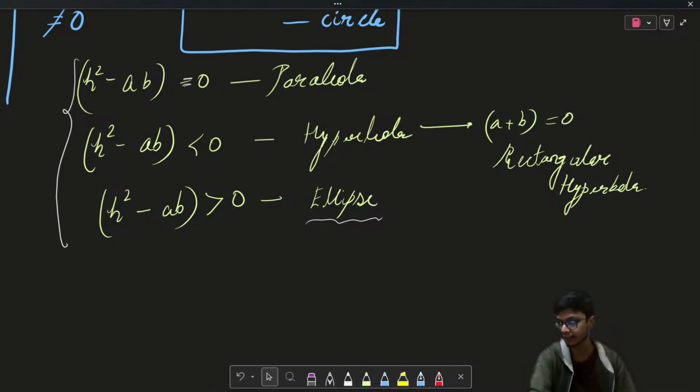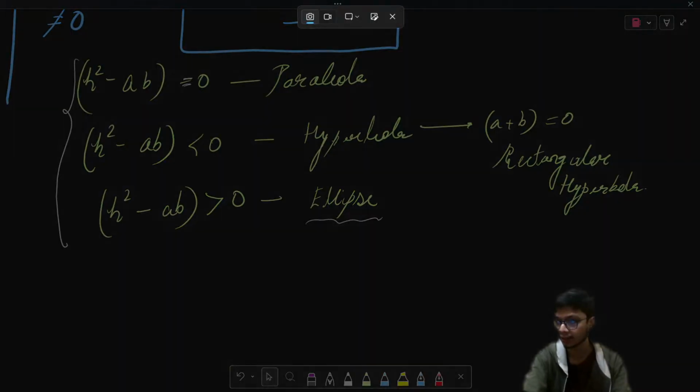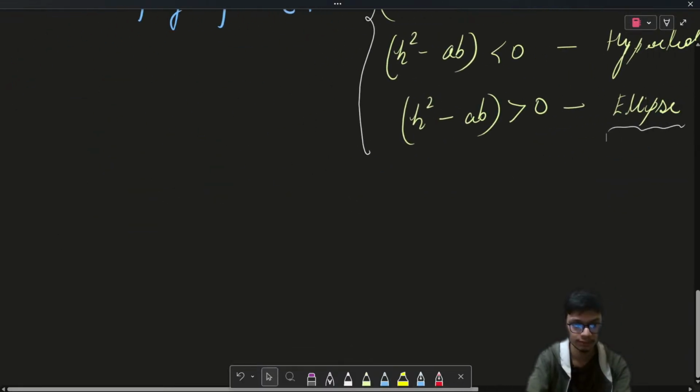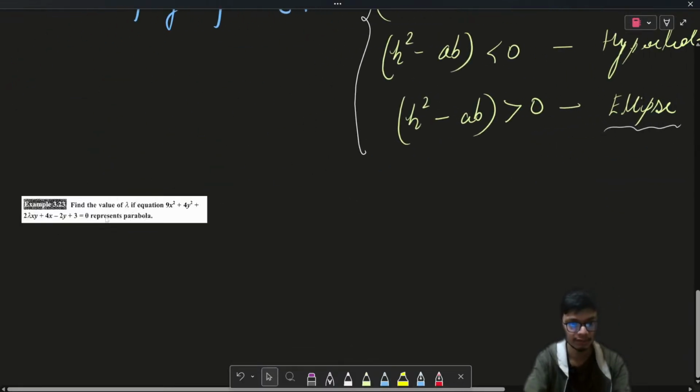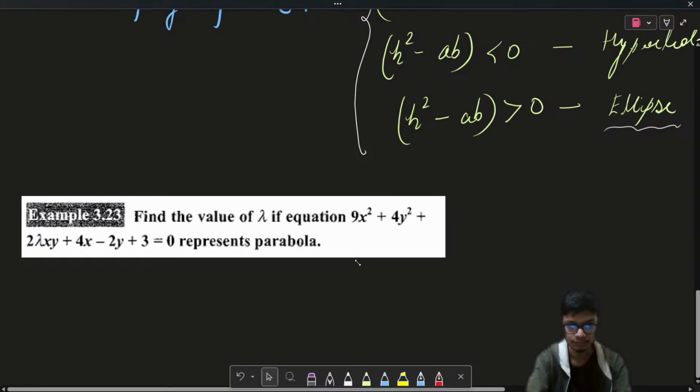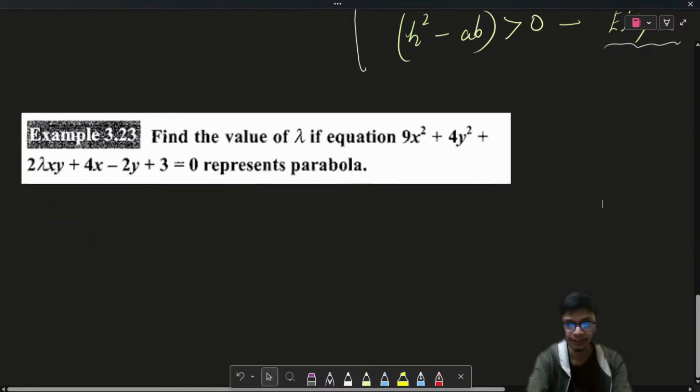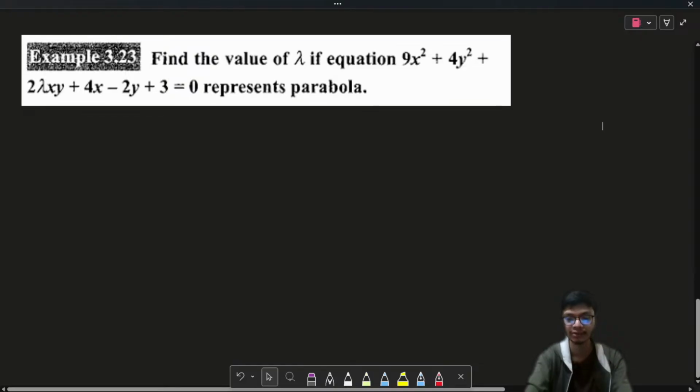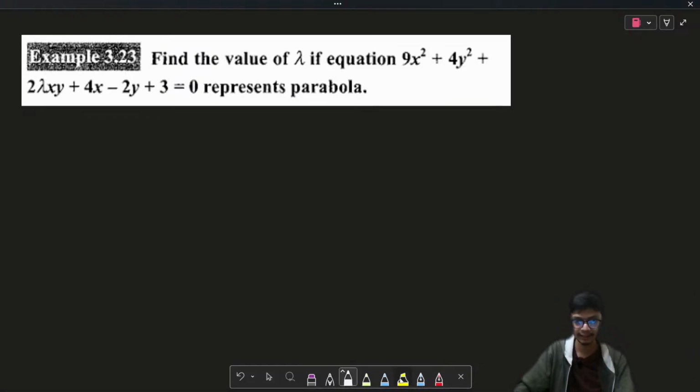In regard to this, let us try to solve one problem. Let us say we have a general conic equation which is something like this. In the question, it is asking you to find the value of the unknown lambda such that this particular equation is representing a parabola. So this is a simple question.